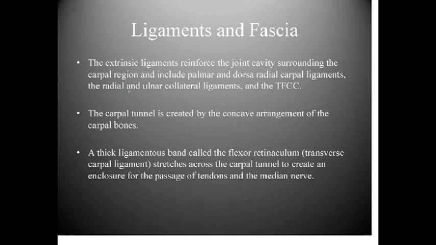So the ligaments and fascia. The extrinsic ligaments reinforce the joint cavity surrounding the carpal region and include palmar and dorsal radiocarpal ligaments, the radial and ulnar collateral ligaments, and the TFCC. The carpal tunnel is created by the concave arrangement of the carpal bones. A thick ligamentous band called the flexor retinaculum, or the transverse carpal ligament, stretches across the carpal tunnel to create an enclosure for the passage of tendons and the median nerve.